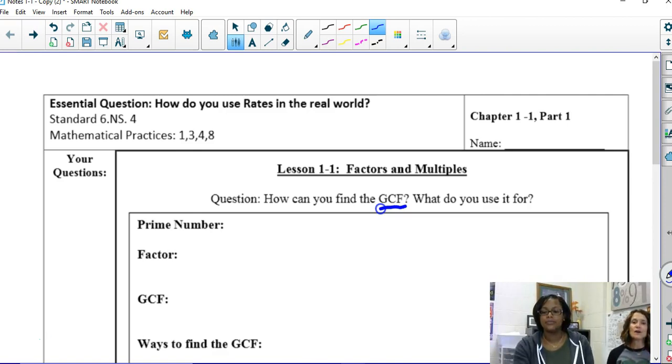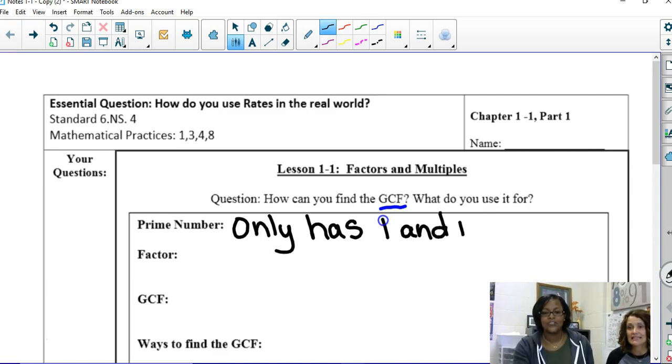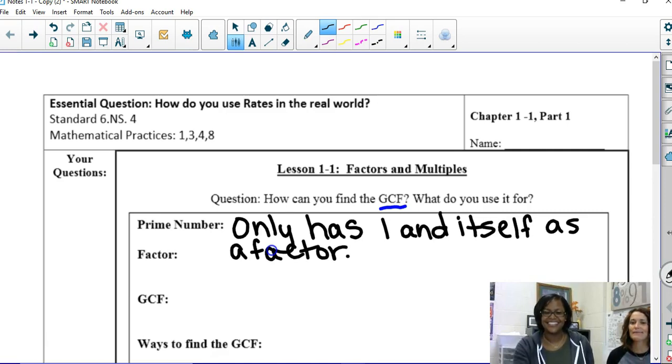A prime number is a number, we did this at the beginning of the year in my class, that only has what? Itself and 1 as a factor. Factor is a vocabulary word from the last chapter, so we should know that. Is 1 a prime number? No, it is not. 1 is not a prime number because it only has 1 as a factor, just itself. It can't be.